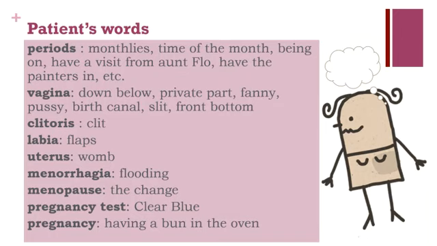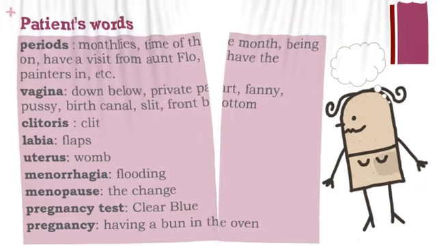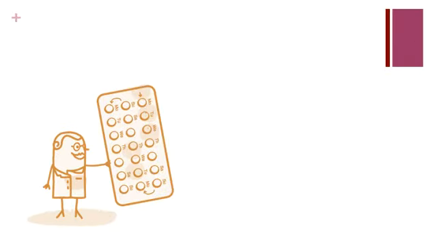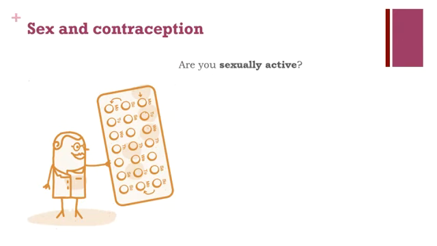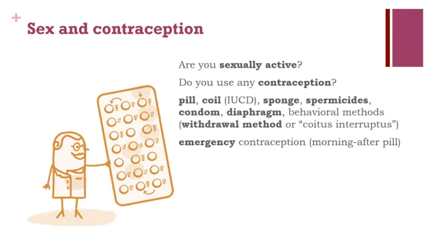Your next questions are probably going to be around sex and contraception. Let's see what they are. Are you sexually active? Do you use any contraception? Like the pill, a coil, or intrauterine contraceptive device, sponge, spermicides, condom, diaphragm, behavioral methods such as withdrawal method, emergency contraception such as the morning after pill.